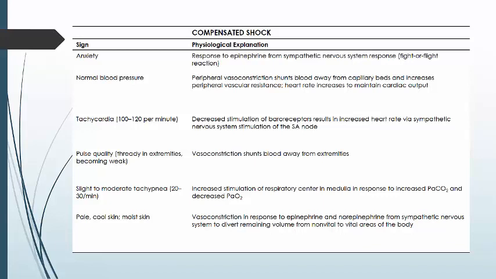All right, why do we have normal pressure? We've still got peripheral vasoconstriction. Okay, it's going to shunt blood away from the capillary beds, and it's going to increase the peripheral vascular resistance, and the heart rate will also increase to maintain that cardiac output.